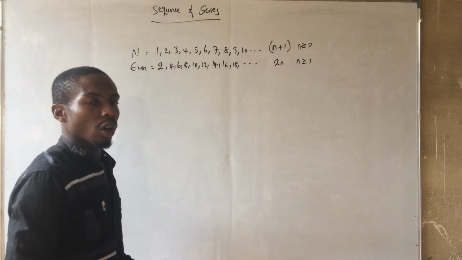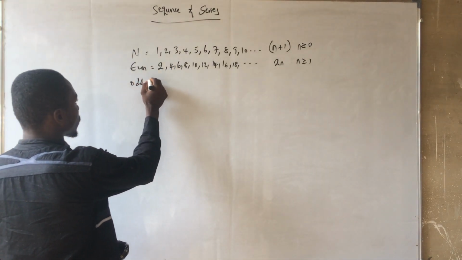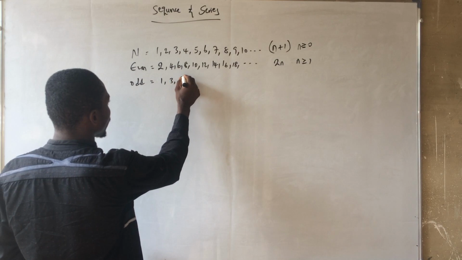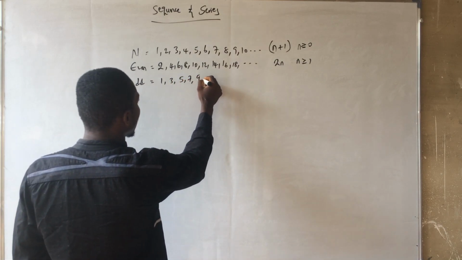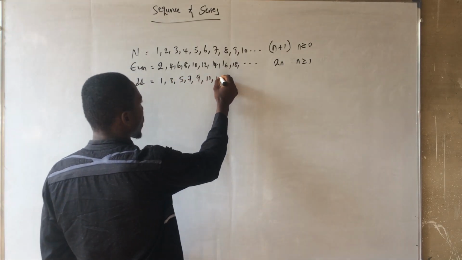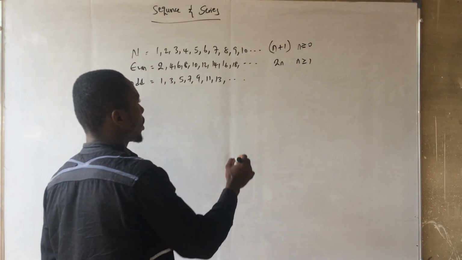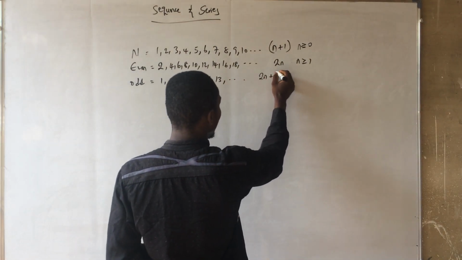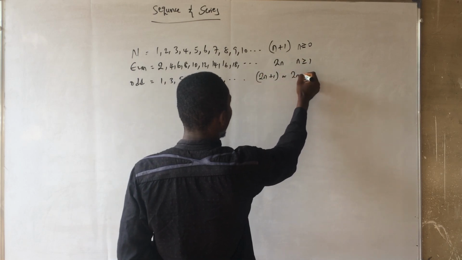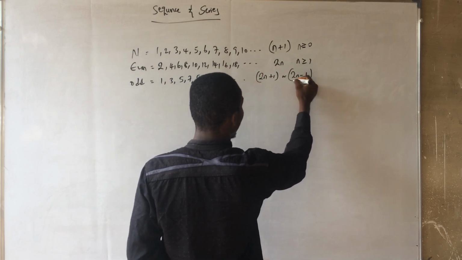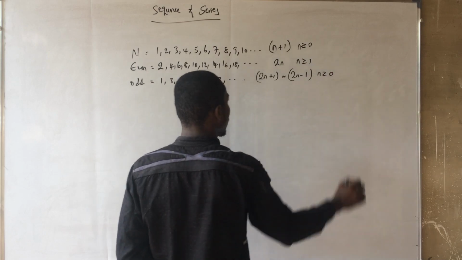So let's go over to odd numbers. We have 1, 3, 5, 7, 9, 11, 13, and so on. And the normal way of writing this is 2n plus 1 or 2n minus 1, for n greater or equal to 0.